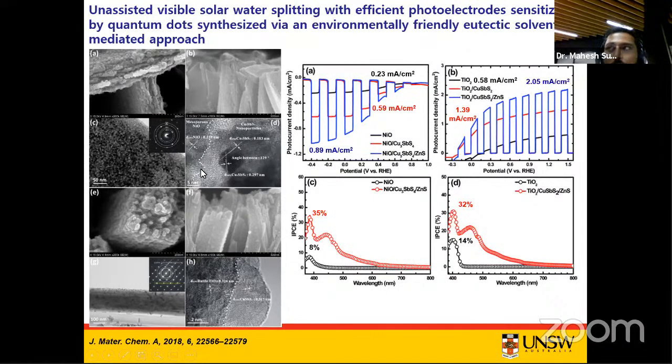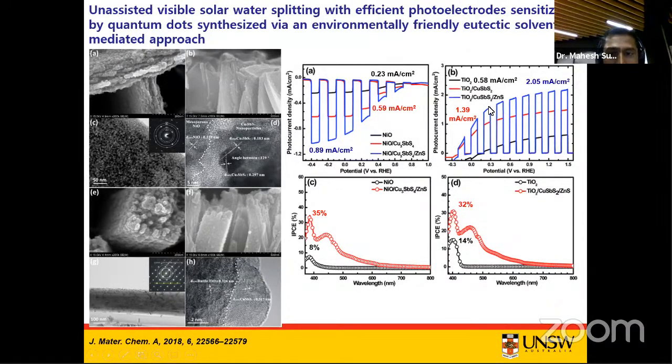So after we confirmed the sensitization of these two nanocrystals on the TiO2 nanorods and the NiO nanosheets, we measured their performances, initially using the 3 electrode configuration with 1 molar KOH electrolyte. We measured the performance of the bare NiO, then Cu3SbS4 sensitized NiO, and then zinc sulfide passivated Cu3SbS4 NiO, and similarly in the case of the photoanode, that is TiO2, CuSbS2 sensitized TiO2 and the zinc passivated photoanode.